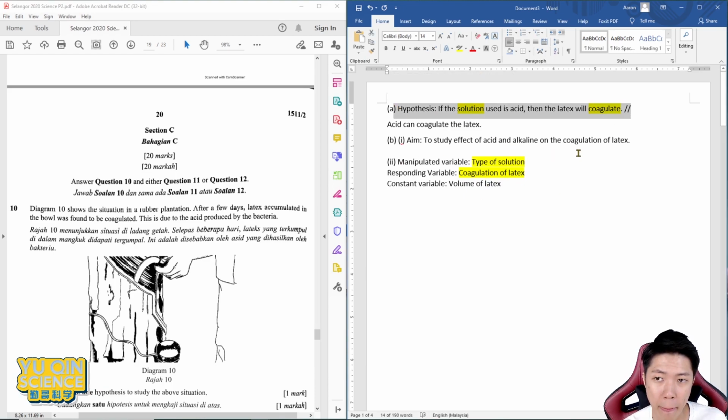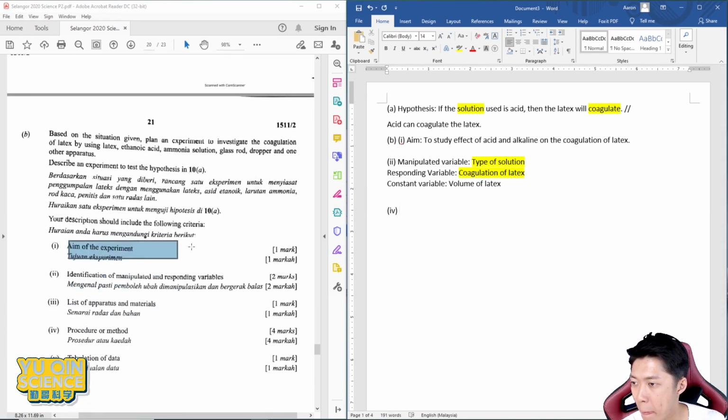1 mark, 2 marks, 3 and 4 marks. You must write all 3 in order to get 2 marks here. You alright? So this 4 must follow. If you can score this 4 marks, the bottom part you need not worry so much. Okay, we continue. Number 4.